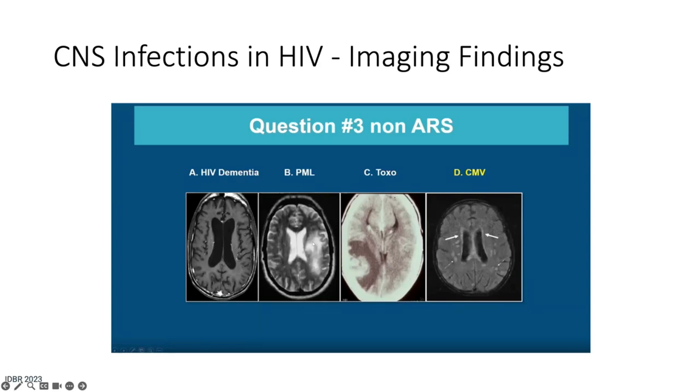If you have a lymphoma, it's usually a little bit more discrete and circumscribed, whereas PML doesn't look as much like a map.